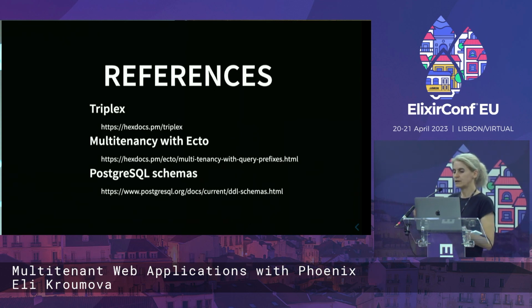But if you have, for example, some lists that will be common for all of the tenants, you can put them in the public schema, and then you take this information from the public schema and the rest of the information from the rest of the schemas. Okay, thanks a lot.